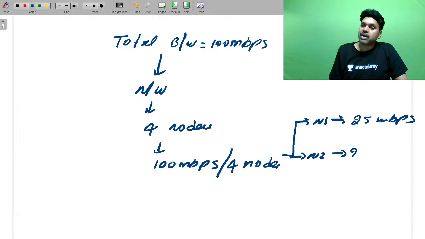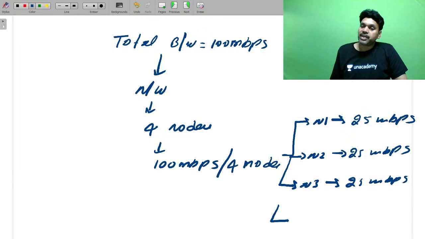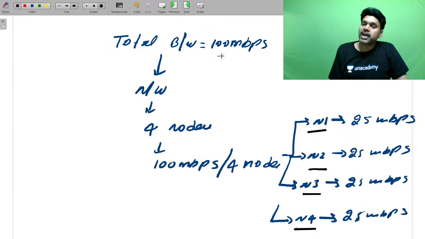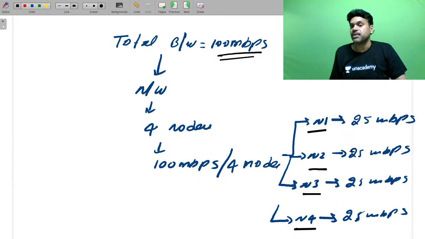Station 2 also got a different frequency with 25 Mbps. Station 3 also 25 Mbps. This is how the frequency consists of a small portion of bandwidth, and station 4 is also 25 Mbps. If all the stations are busy in transmission every time, no problem. I am able to utilize my 100 Mbps carefully and effectively.